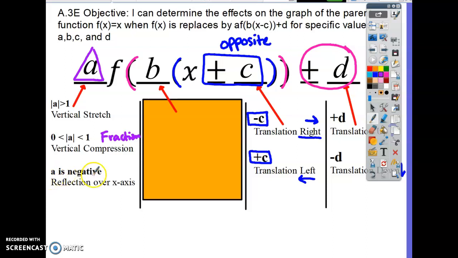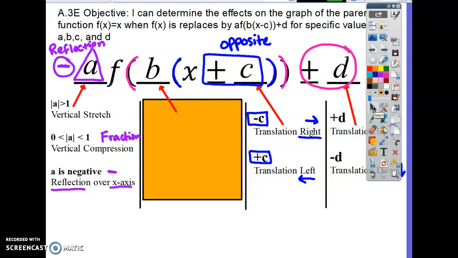And if A is negative, so if there's a negative right here, that's a reflection. It's a reflection over the x-axis. So if there's a negative in the very front of the equation, just know that it's reflecting over the x-axis. So you're looking for that answer. And the good thing about all of this is that you're going to get to use these notes on your quizzes in just a little bit.